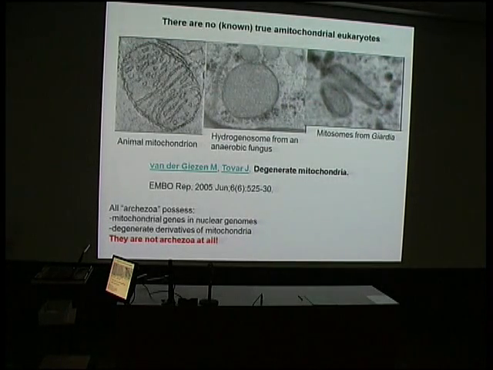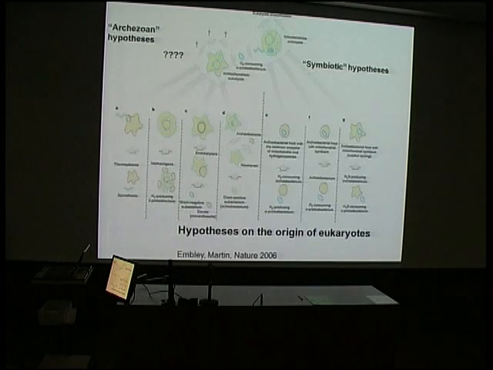What we are facing here is the situation where this endosymbiosis of the mitochondria is seen in all extant eukaryotes, and by extrapolation, was already there in the last common ancestor of all the existing eukaryotes. So this really changes the way of thinking about the origin of eukaryotes.